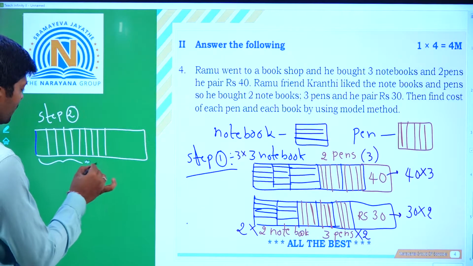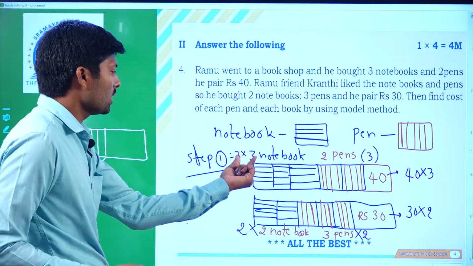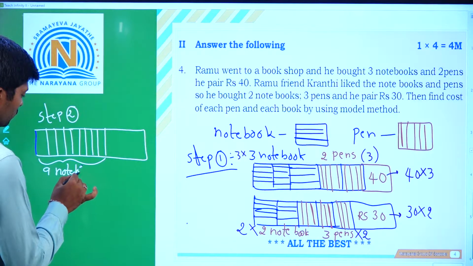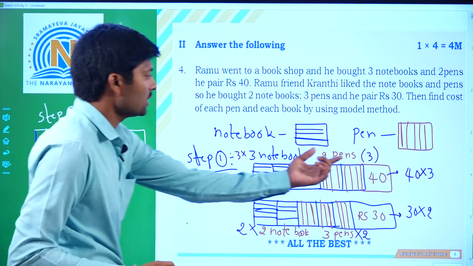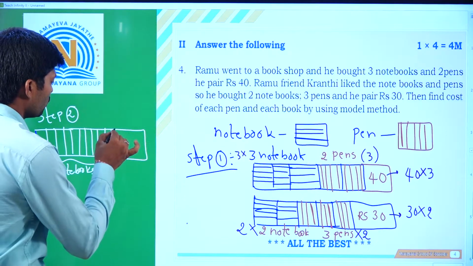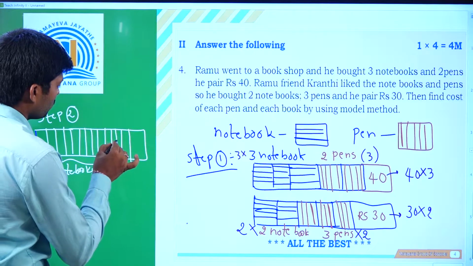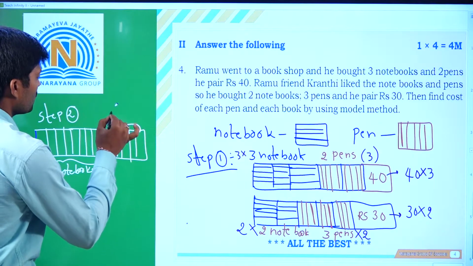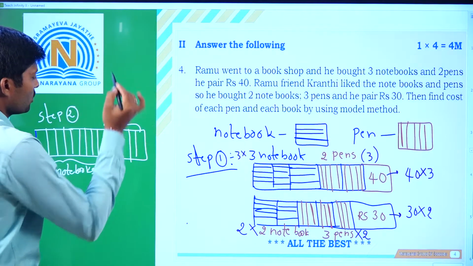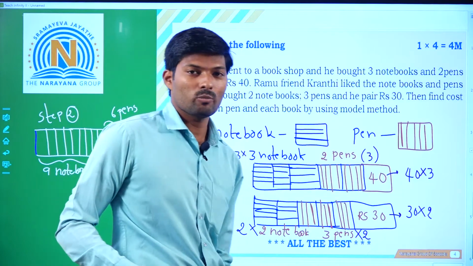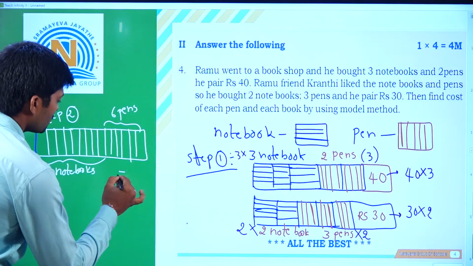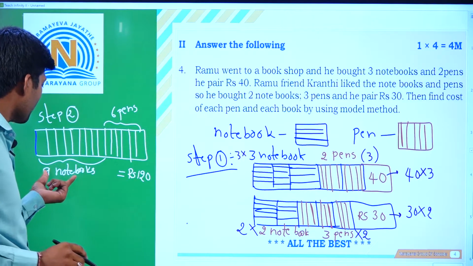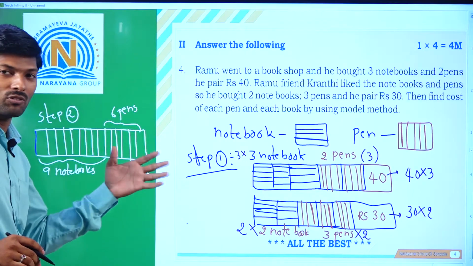Till here we can take it as the total number of books, that is 9 notebooks. Next, 6 pens, that is 1 2 3 4 5 and 6. So this total is 6 pens. Here the cost is 40 into 3, which will become 120. In this case, what is the total amount? That is 120 rupees. So, in order to buy 9 notebooks and 6 pens, we need to pay 120 rupees.